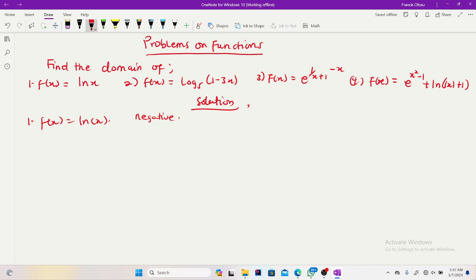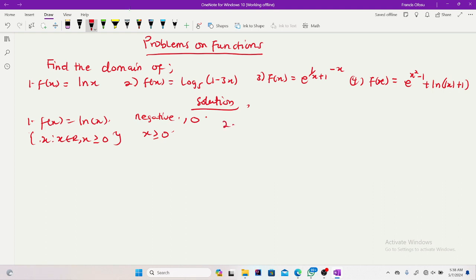Then also it should not be zero. So for every argument of this, it should not be negative, neither should it be zero, right? So meaning that our x should be greater than 0. So our domain is such that x is a member of all real numbers where x is greater than 0. As simple as that. This is a logarithmic function.